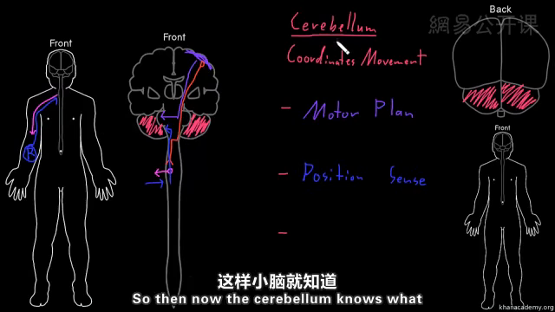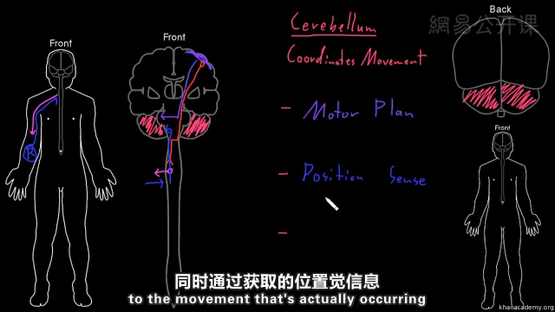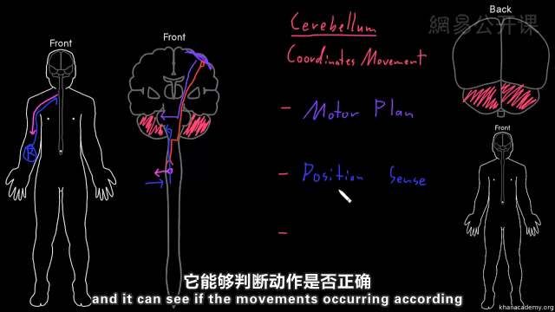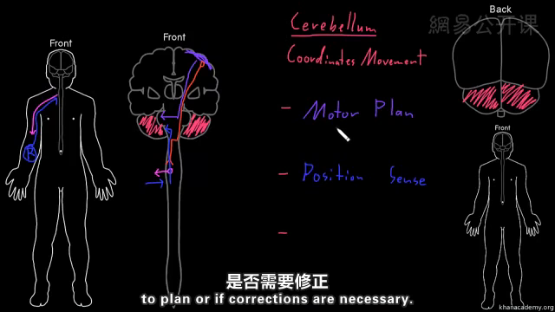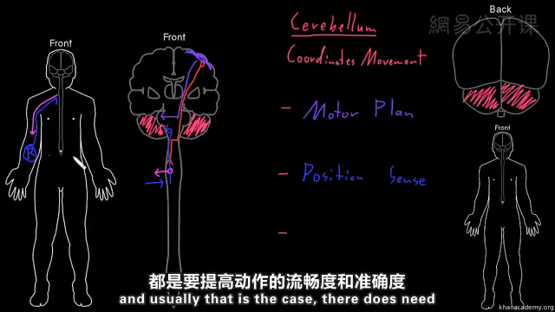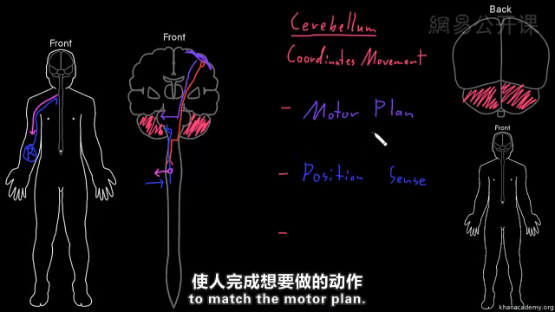So that now the cerebellum knows what the motor plan was, and it can compare that to the movement that's actually occurring by looking at this position sense information. And it can see if the movement's occurring according to plan, or if corrections are necessary, if the movement needs to be fixed somehow to make it smoother and more accurate. And usually that is the case. There does need to be some kind of correction to get the movement to match the motor plan.